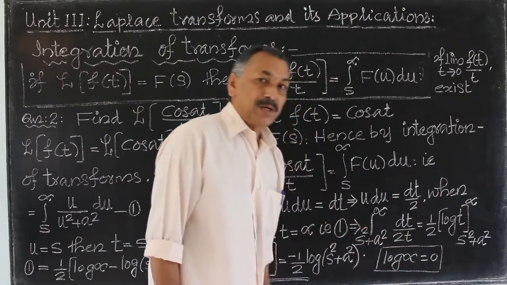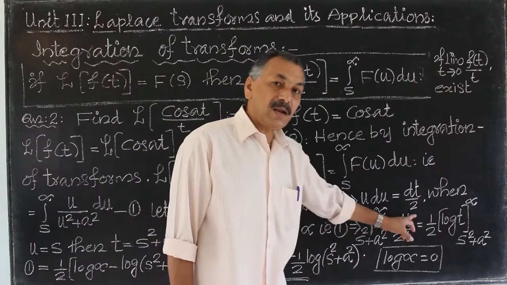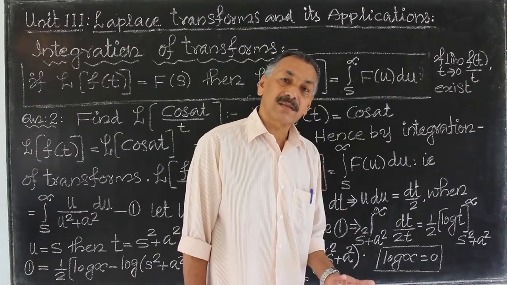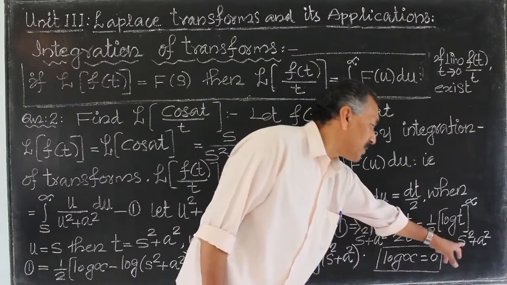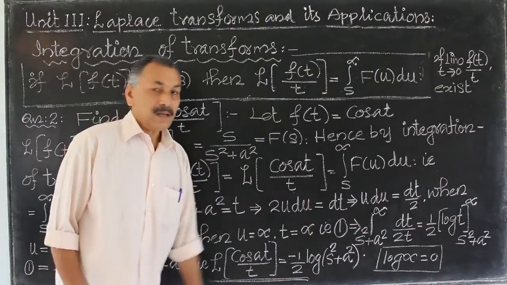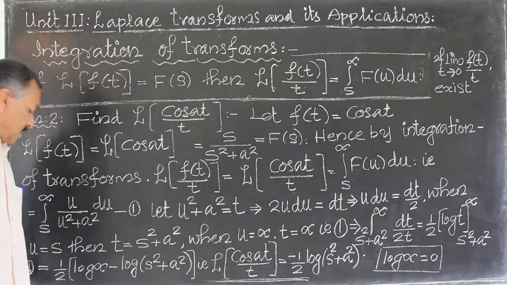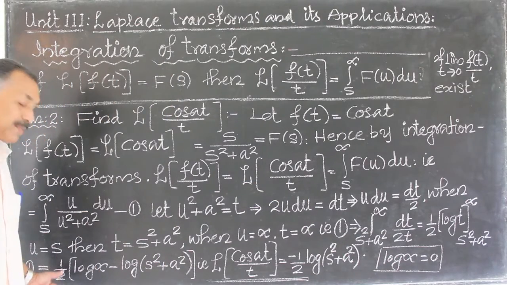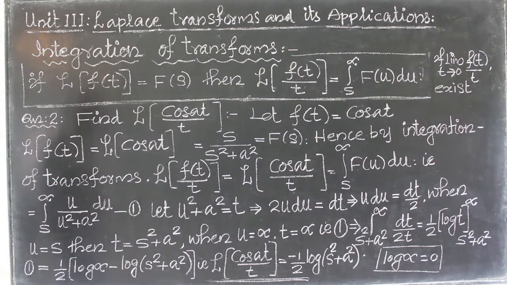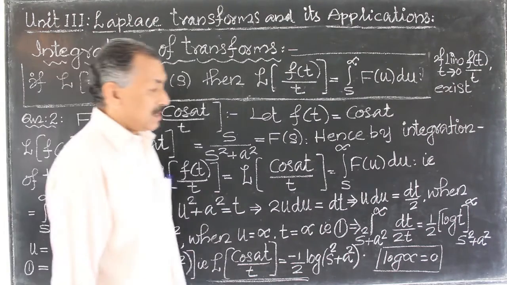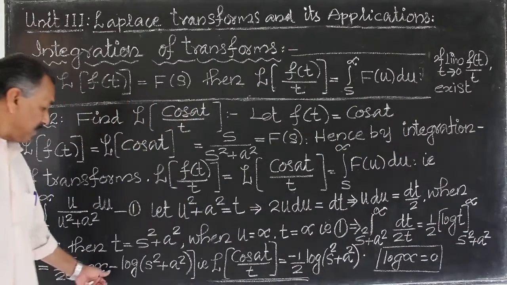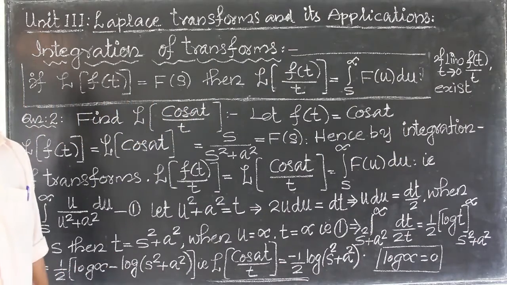That is equal to 1 by 2 outside, integral of 1 by t dt. Integral 1 by x dx is equal to log x, so 1 by t dt is equal to log t, with limits s square plus a square to infinity. Then apply the limits. This result is equal to 1 by 2 into log infinity, upper limit applied, minus log of s square plus a square.